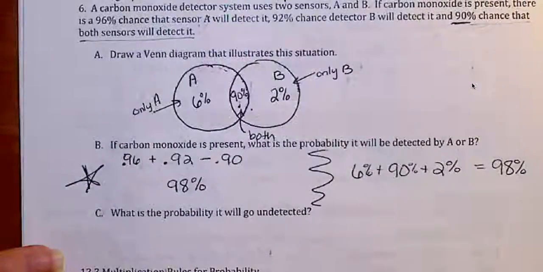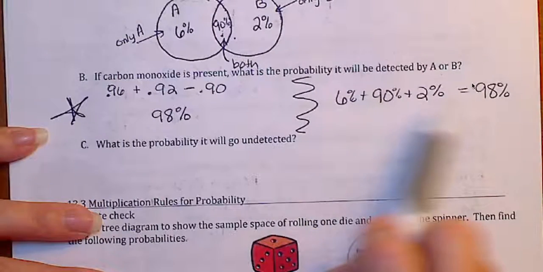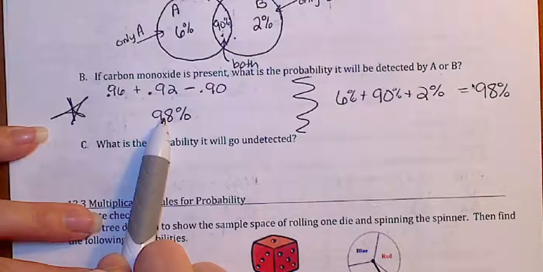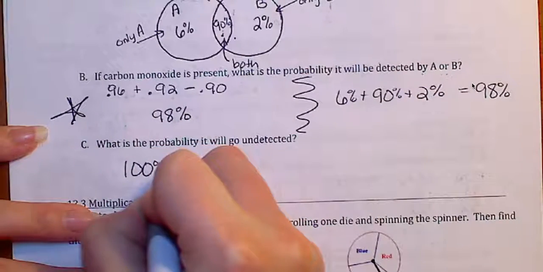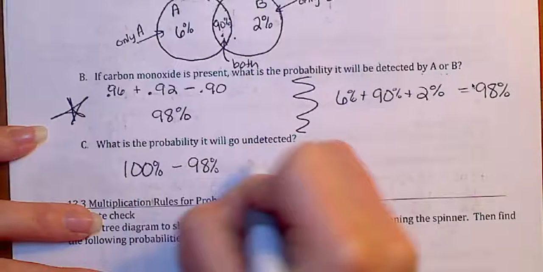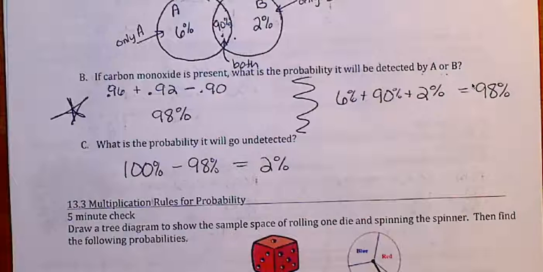Okay. What's the probability it will go undetected? Well, if 98% of the time either A or B will pick it up, then we just subtract that from 100. So that means there's only a 2% chance that neither of them will detect it.